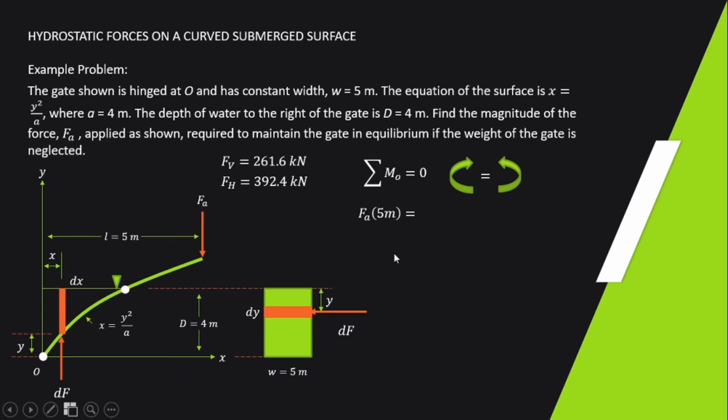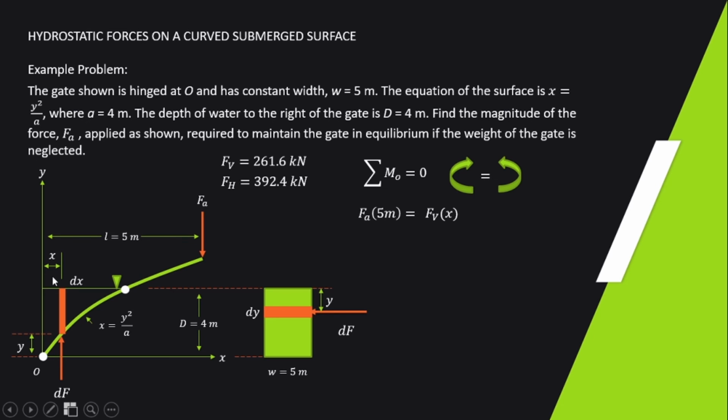So yung mag-create ng clockwise moment is yung FA times yung perpendicular moment arm niya from point O, that is 5 meters, equal to, and yung mag-create naman ng counterclockwise moment is yung vertical component kasi yung vertical component niya is going upward, tapos yung horizontal component naman na going to the left. So mag-create sila ng dalawa ng counterclockwise moments. Yung moment arm of the vertical component is yung variable x.